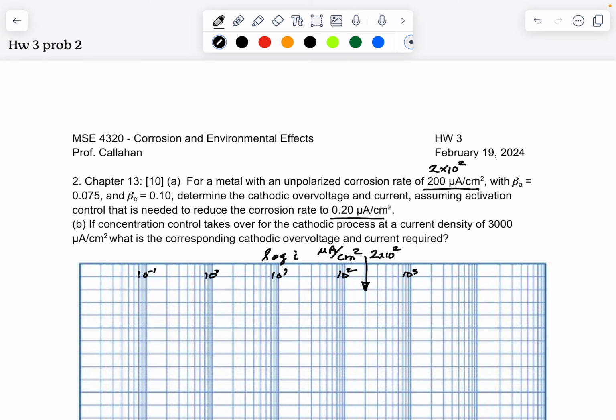And so what the problem statement has told us is that without doing any polarization of the part, we have a corrosion rate of this value. So I'm just going to put a little dot there.